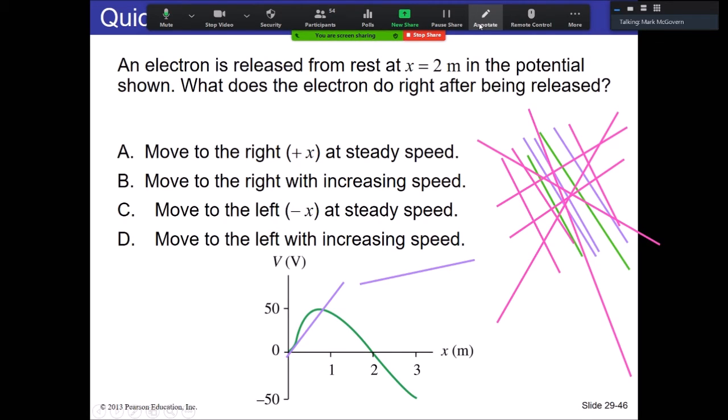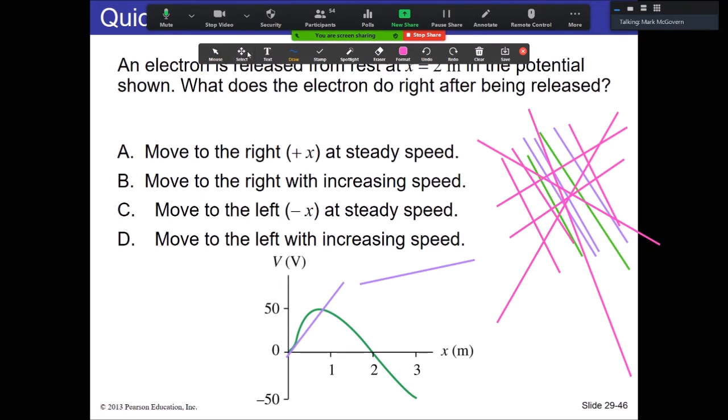Another question for you here. An electron is released from rest. This is a great question, by the way. I kind of wish I didn't show you this question because this is one of those questions where I'm like, this is for the test. That's a test question. I love these questions. An electron is released from rest at x equals 2 meters. Where? Right here. Oh, potential 0 there. Crazy. What does the electron do after being released? Excellent question. Let me see what you think.